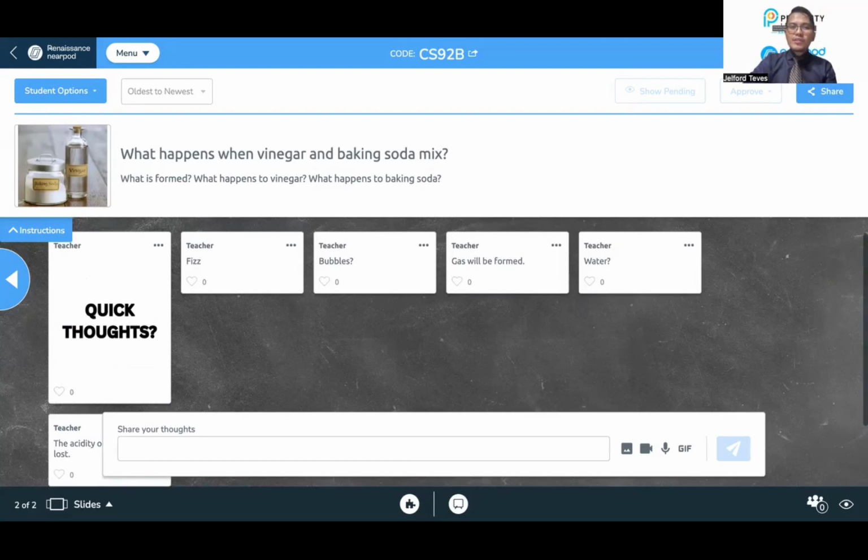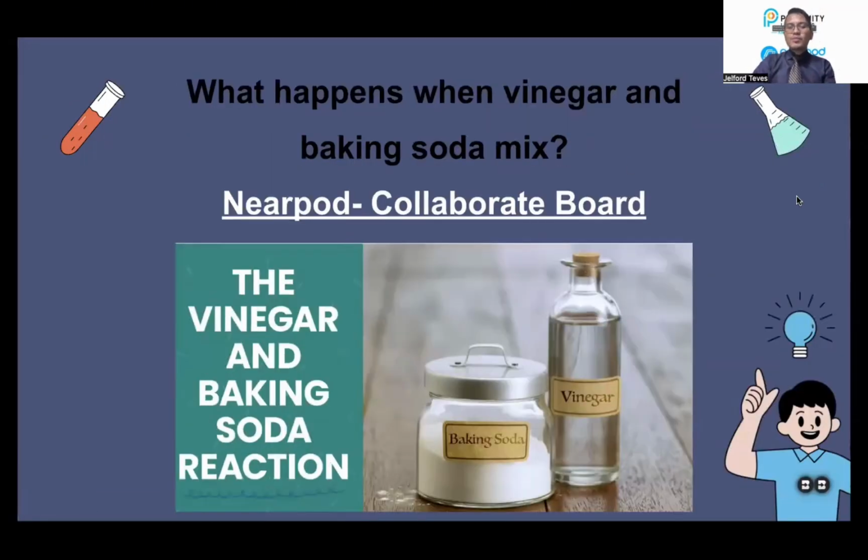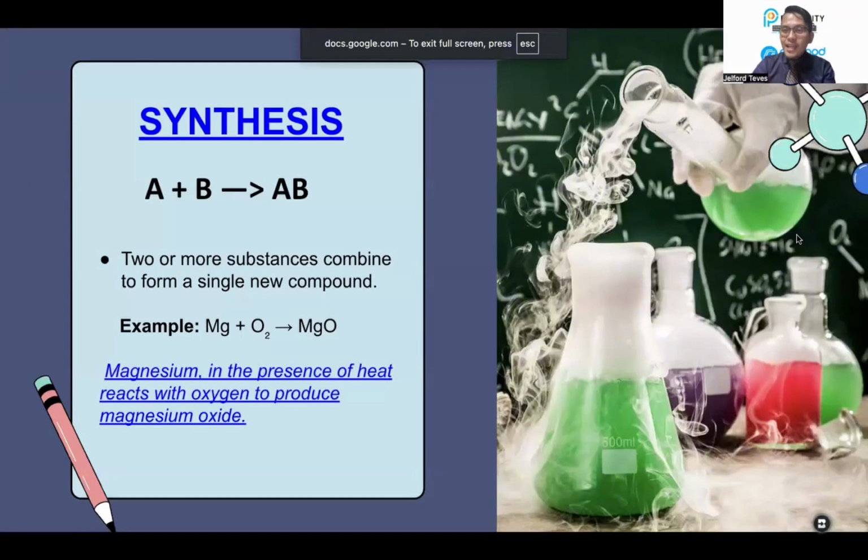But the real question is, what type of chemical reaction is really happening when vinegar and baking soda mix? That's an interesting question, right? All right, so we're going to learn that and unpack those things that we're going to learn today by discussing the first type of chemical reaction. So the first type of chemical reaction is what we call synthesis.